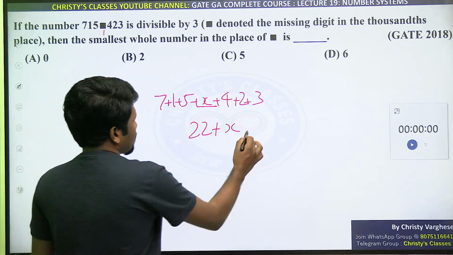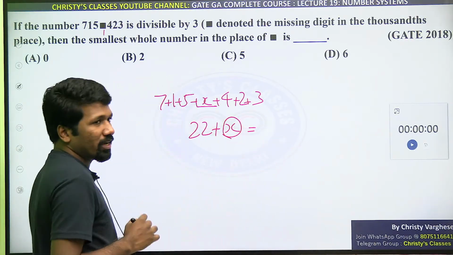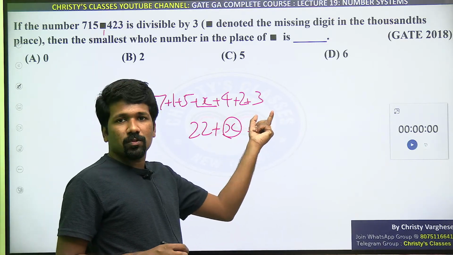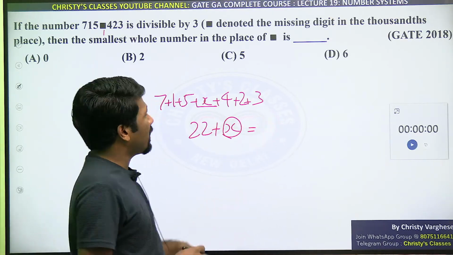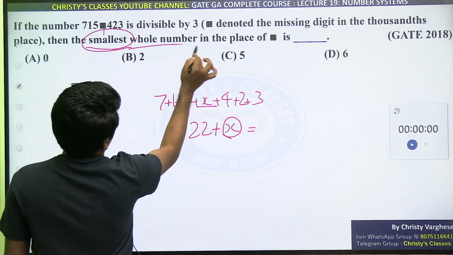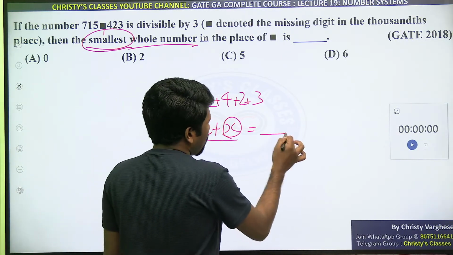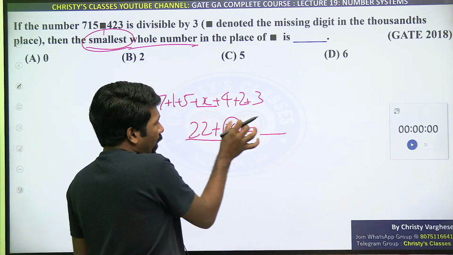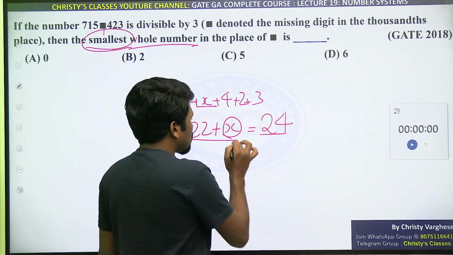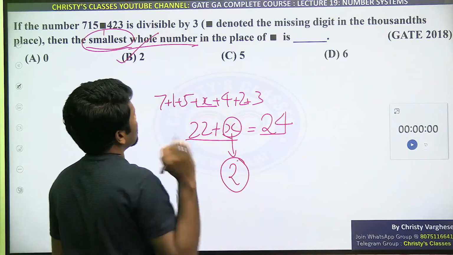So what should be x? Some of you may be thinking that x has infinitely many possibilities, right? The sum can be 24, 27, 30. But that is where the question comes. The question says the smallest whole number in the place of x. For the smallest whole number, this sum should be the minimum multiple of 3 above 22, that is 24. For this, x must be 2, so 2 only is the answer.